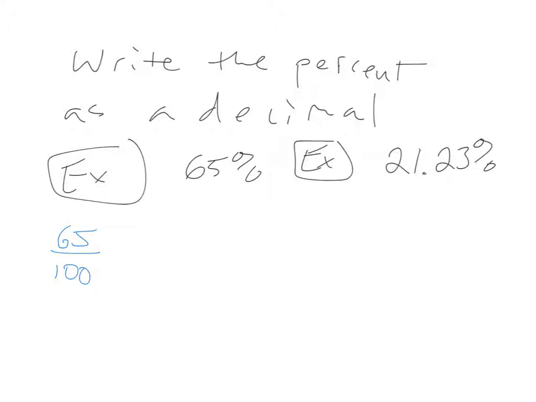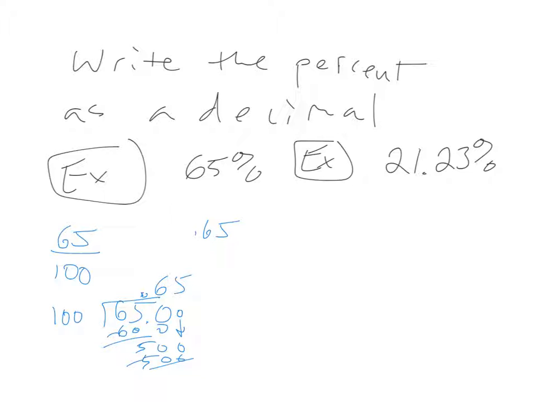Now, if you're going to make that into a decimal, 65 over 100 really is 65 divided by 100 if you turn it to the right and divide. 100 doesn't go in the 65, so add a decimal and a 0 and take the decimal straight up. So then 100 goes into 650 6 times. 6 times 100 is 600. Subtract, you get 50. Add a 0, bring it down, and 100 goes into 500 5 times. So you end up getting 0.65 as your answer. So that is one way to write the percent as a decimal.